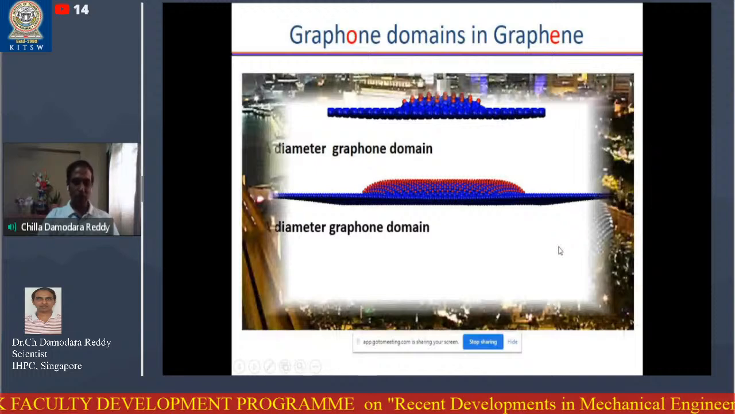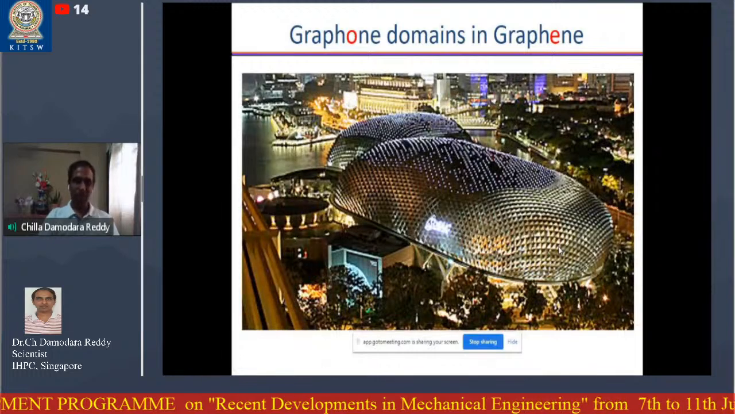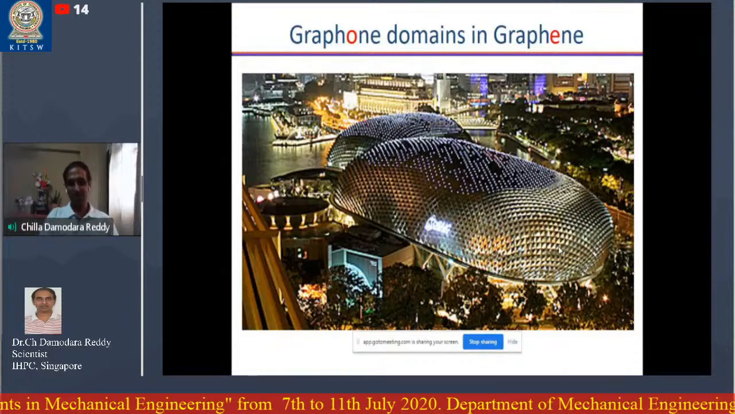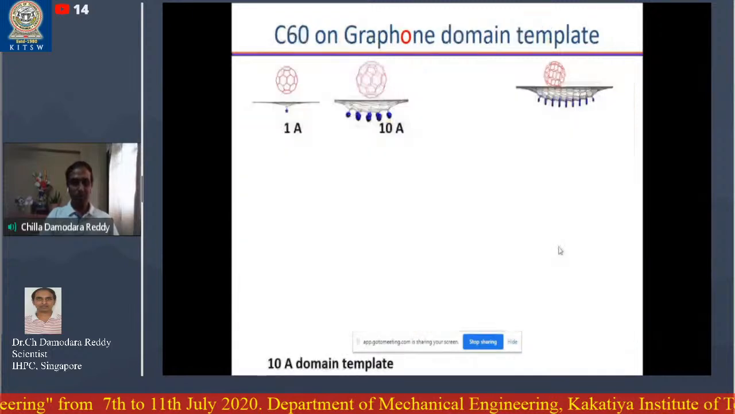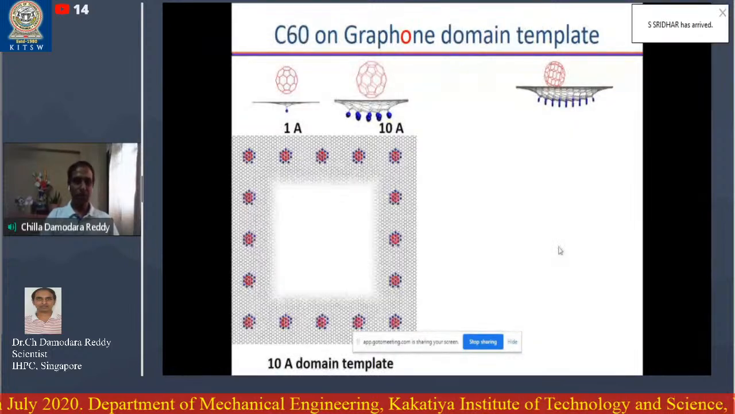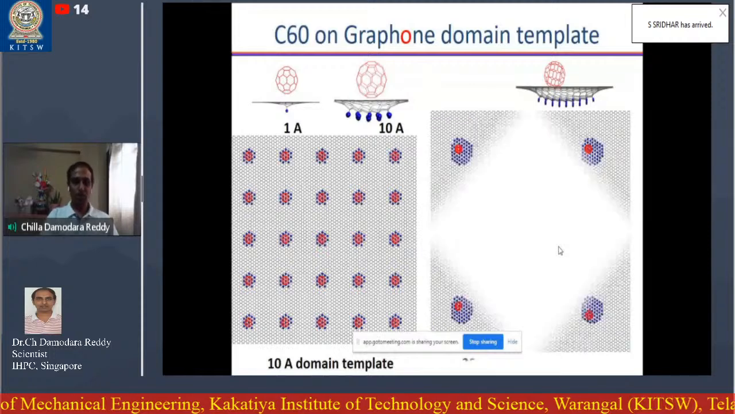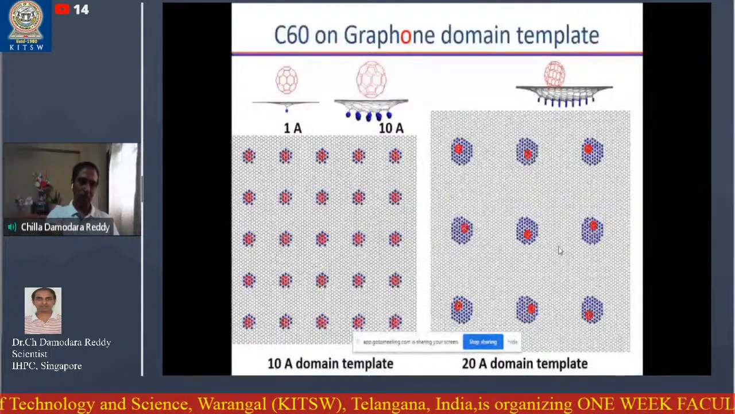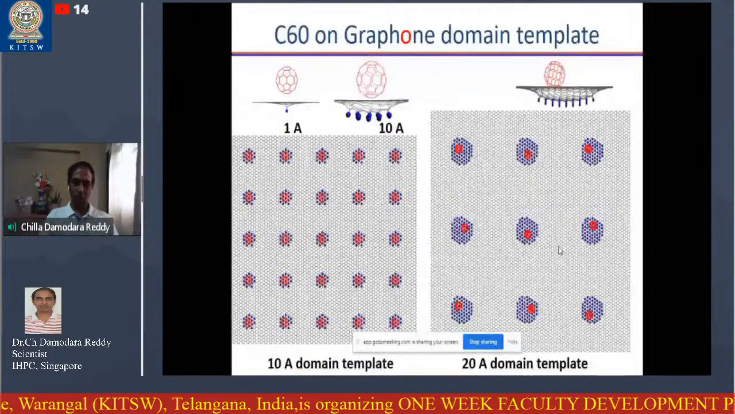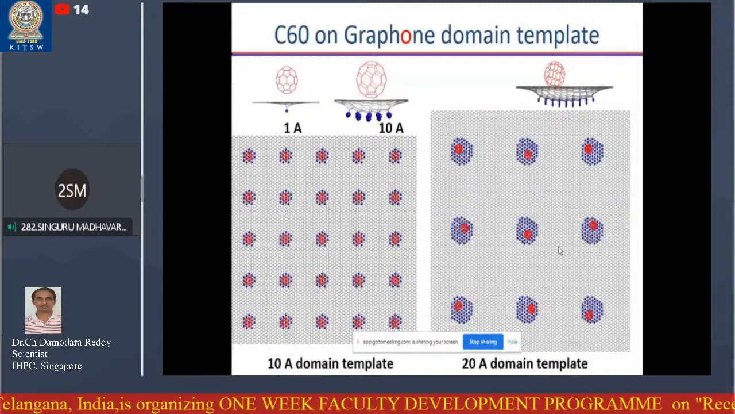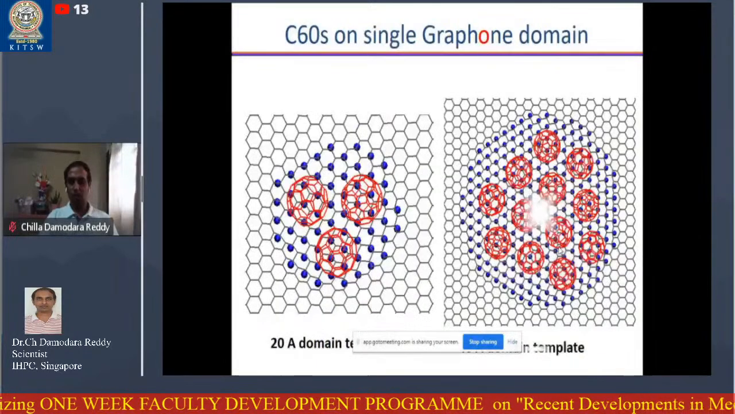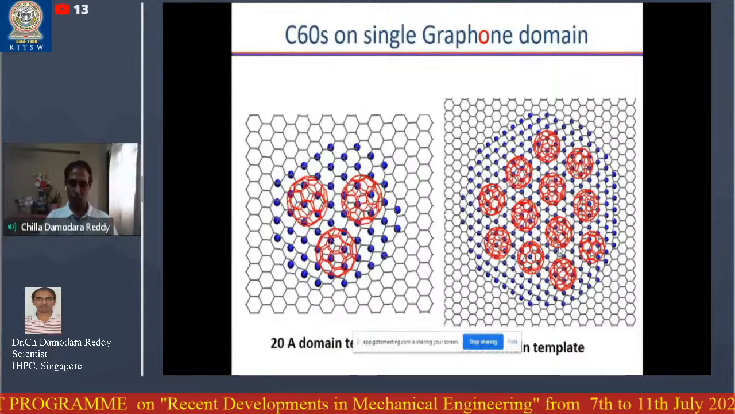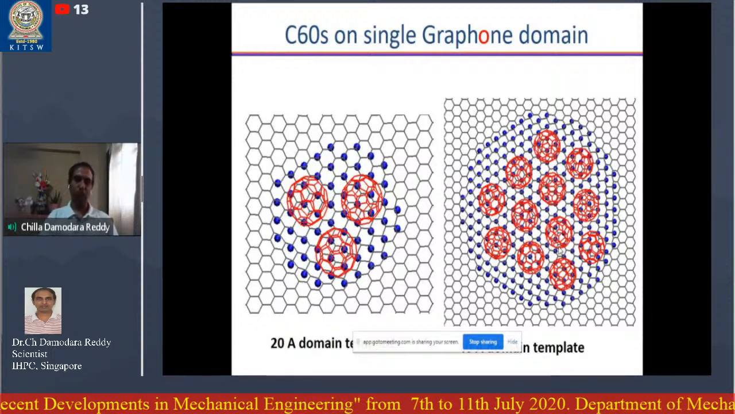And interestingly, there is a structure in Singapore that looks like graphene and a graphene domain. So that's what I just put here. This is one of the famous structures in Singapore. And these graphene wells which I showed previously, we can use for drug applications, or we can pack different molecules or multiple molecules. We can use them for applications like hydrogen storage, molecular storage, drug delivery, or so many things.